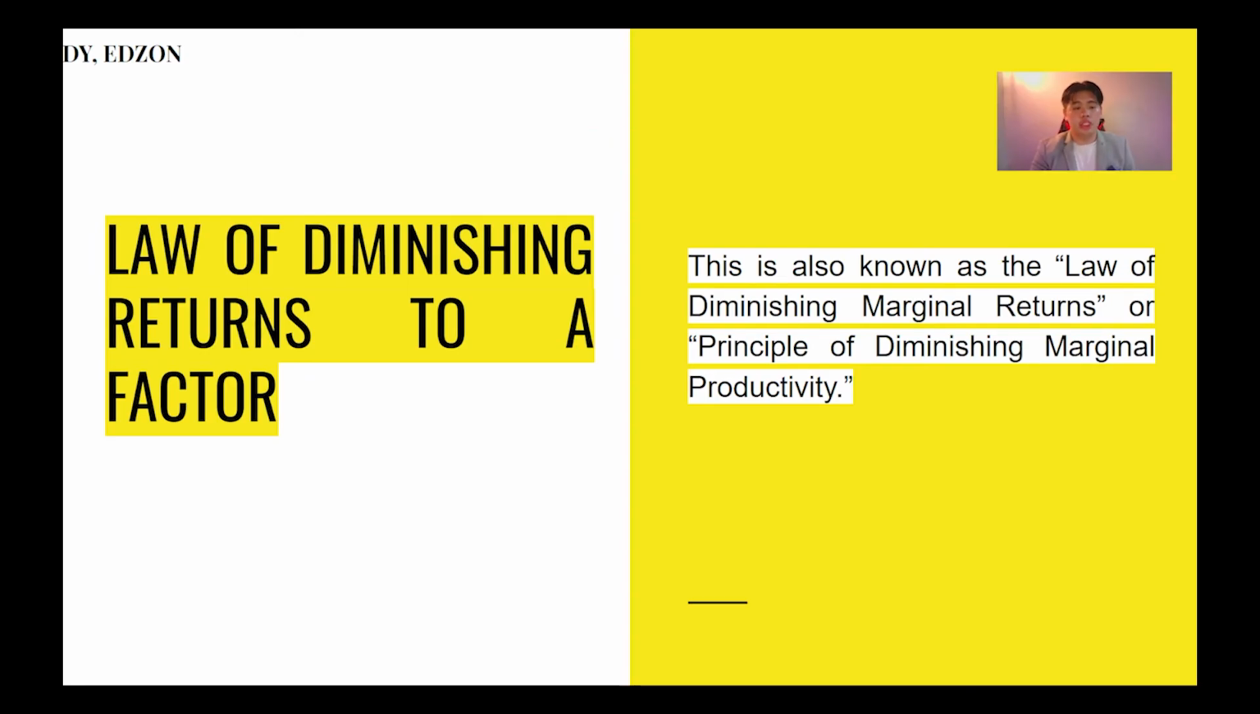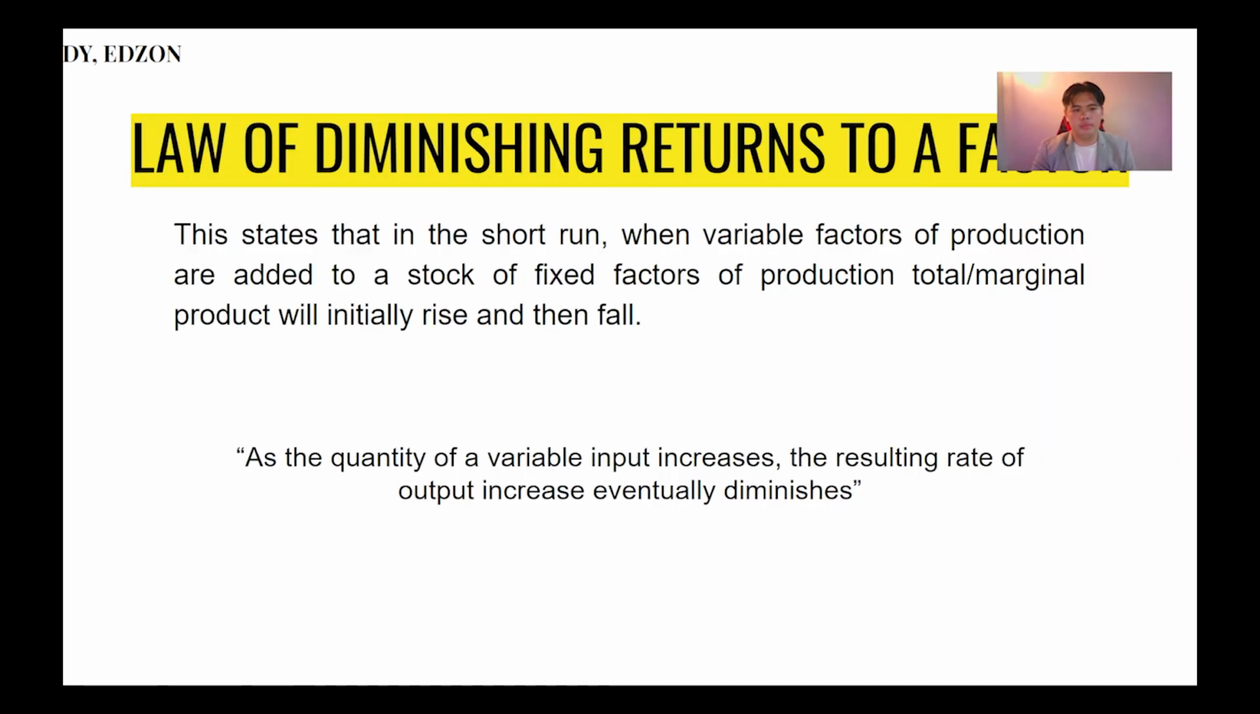The law of diminishing returns to a factor. This is also known as the law of diminishing marginal returns or principle of diminishing marginal productivity. It is stated that in the short run, when variable factors of production are added to a stock of fixed factors of production, total or marginal product will initially rise and then fall.